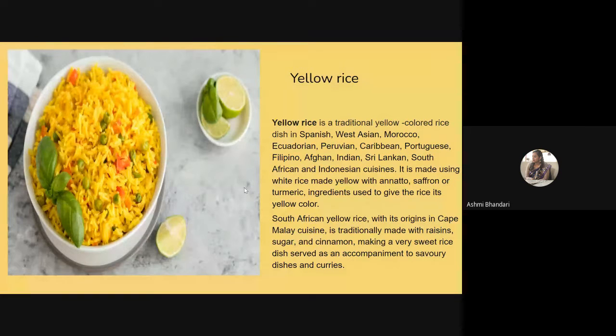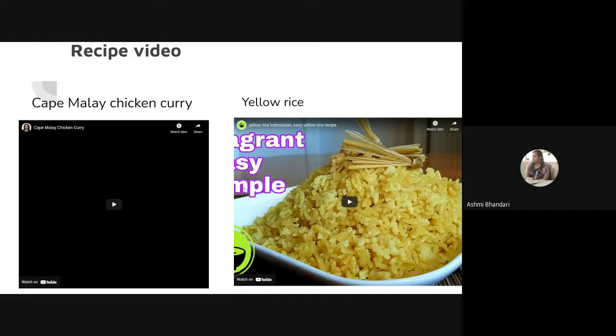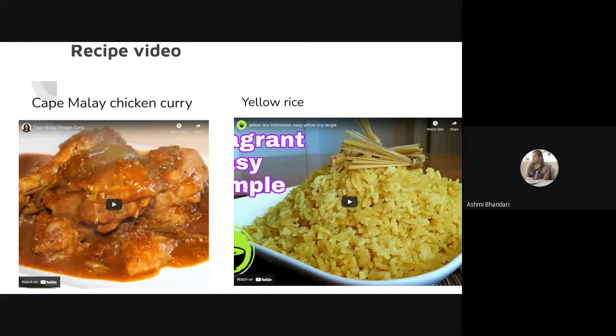It is made using white rice cooked with saffron or turmeric, which is used to give the rice its yellow color. South African yellow rice has its origin in Cape Malay cuisine. It is traditionally made with raisins, sugar, and cinnamon, making a very sweet rice dish served as an accompaniment to savory dishes and curries. Next slide. Here are some videos of Cape Malay chicken curry with yellow rice. Next slide.